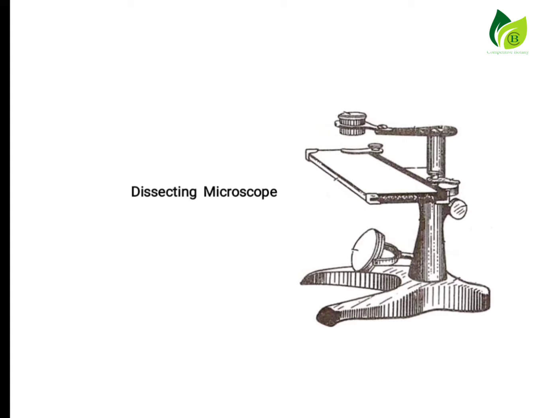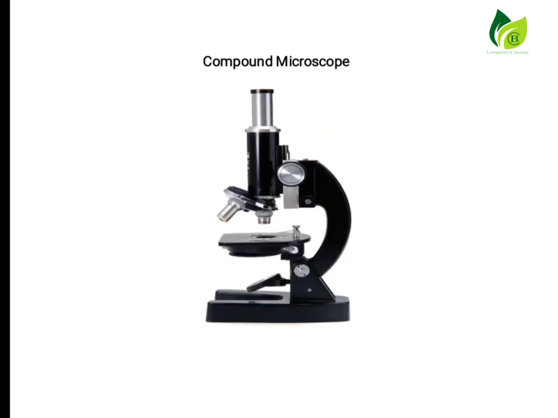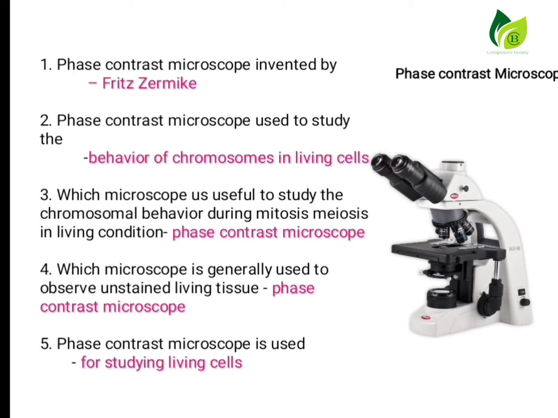Next, coming to the compound microscope. You can see the picture. It has a system of 2 lenses. It is formed by the combination of 2 simple microscopes. Here also the light is the illuminating source, hence it is also called a light microscope. Next, coming to the phase contrast microscope. It is a modification of the compound microscope. It is also a light microscope. It has the same resolving power as that of the compound microscope.